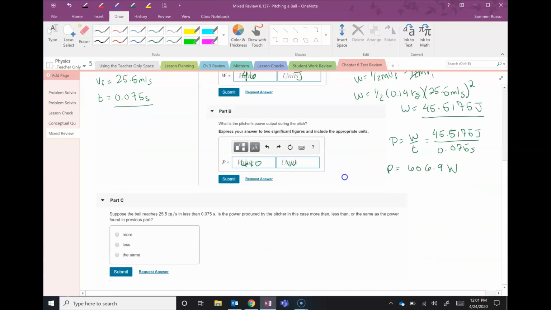All right. The last question is if we do it in less time. So this time we're looking at this equation, that power is equal to work divided by time. And as the denominator decreases, what happens to this power? Right? Well, as this gets smaller, this number has to get bigger. All right? So the power is going to be more. Hopefully that puts you on the right track.